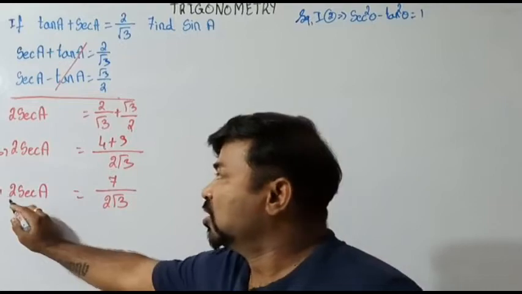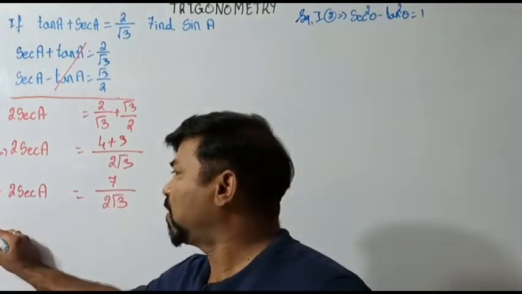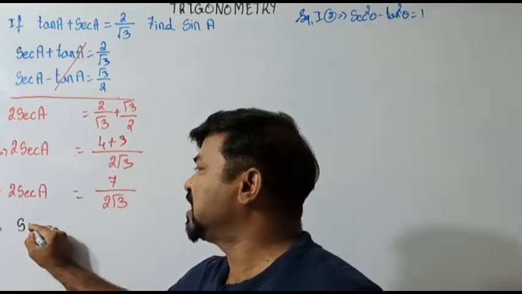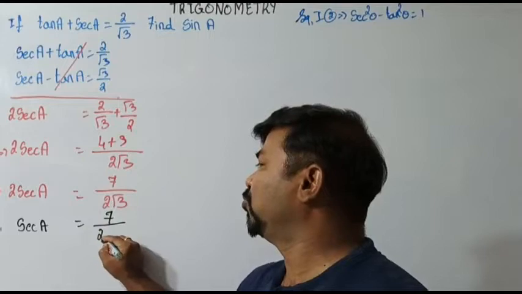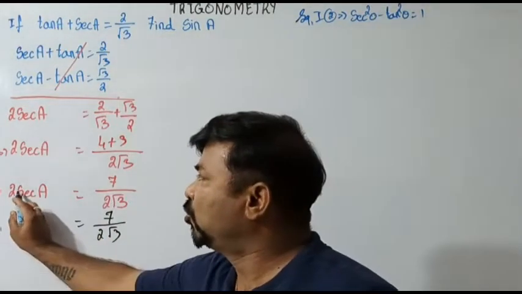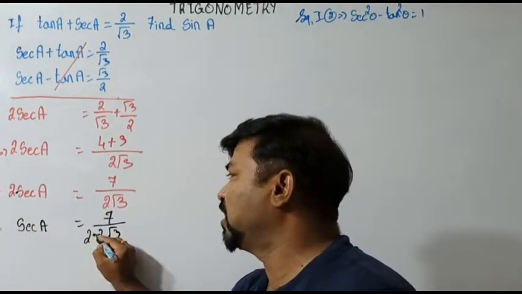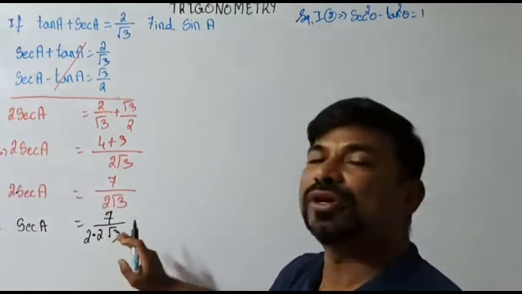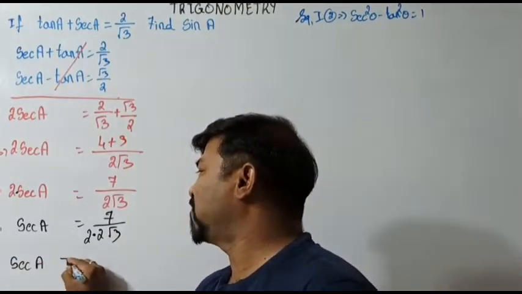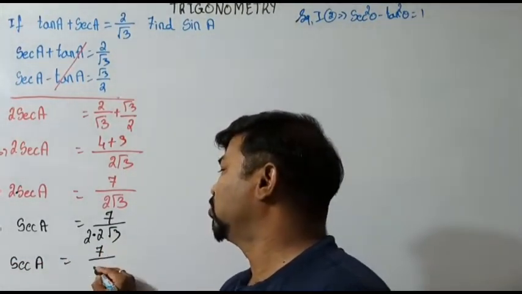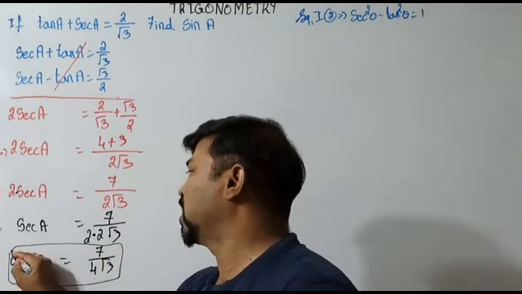Let's get back to this. 2 secant A is equal to 7 by 2 root 3. What we need is only secant A. Secant A is nothing but 7 by 2 root 3. The 2 that is multiplying there, we are pulling it back here. It was in the numerator, so if it comes here, it is in the denominator. Now, secant A is 7 by 2 2s are 4 root 3. This is what we got from here.